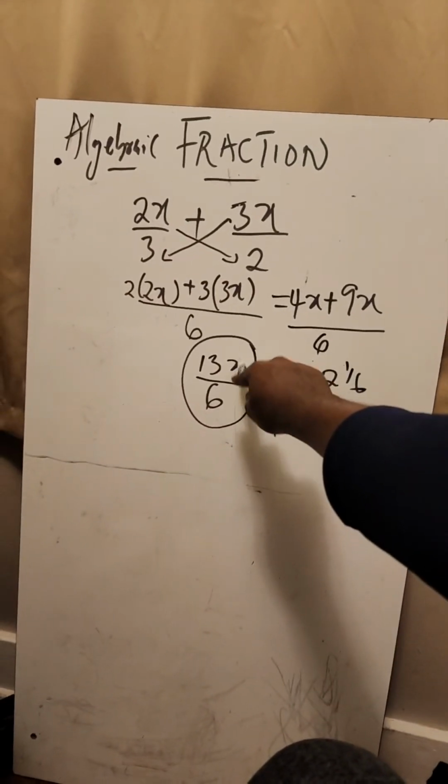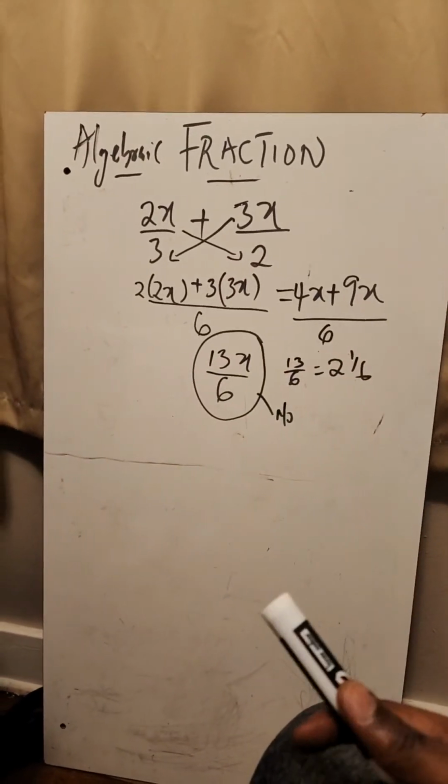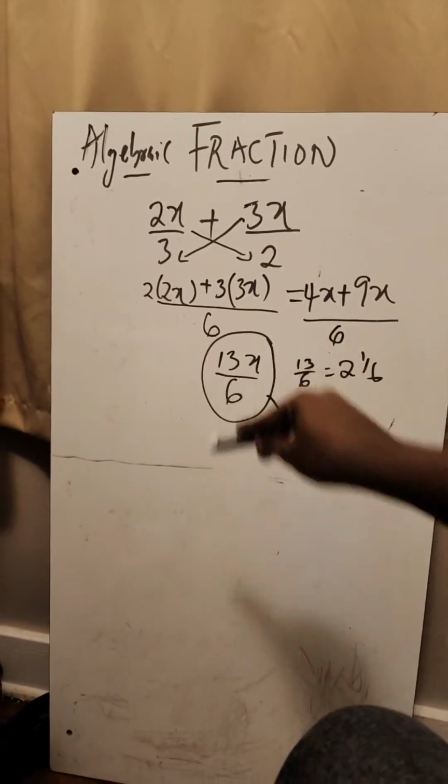Why? Because this is an algebraic term. 13x over 6 is an algebraic term.